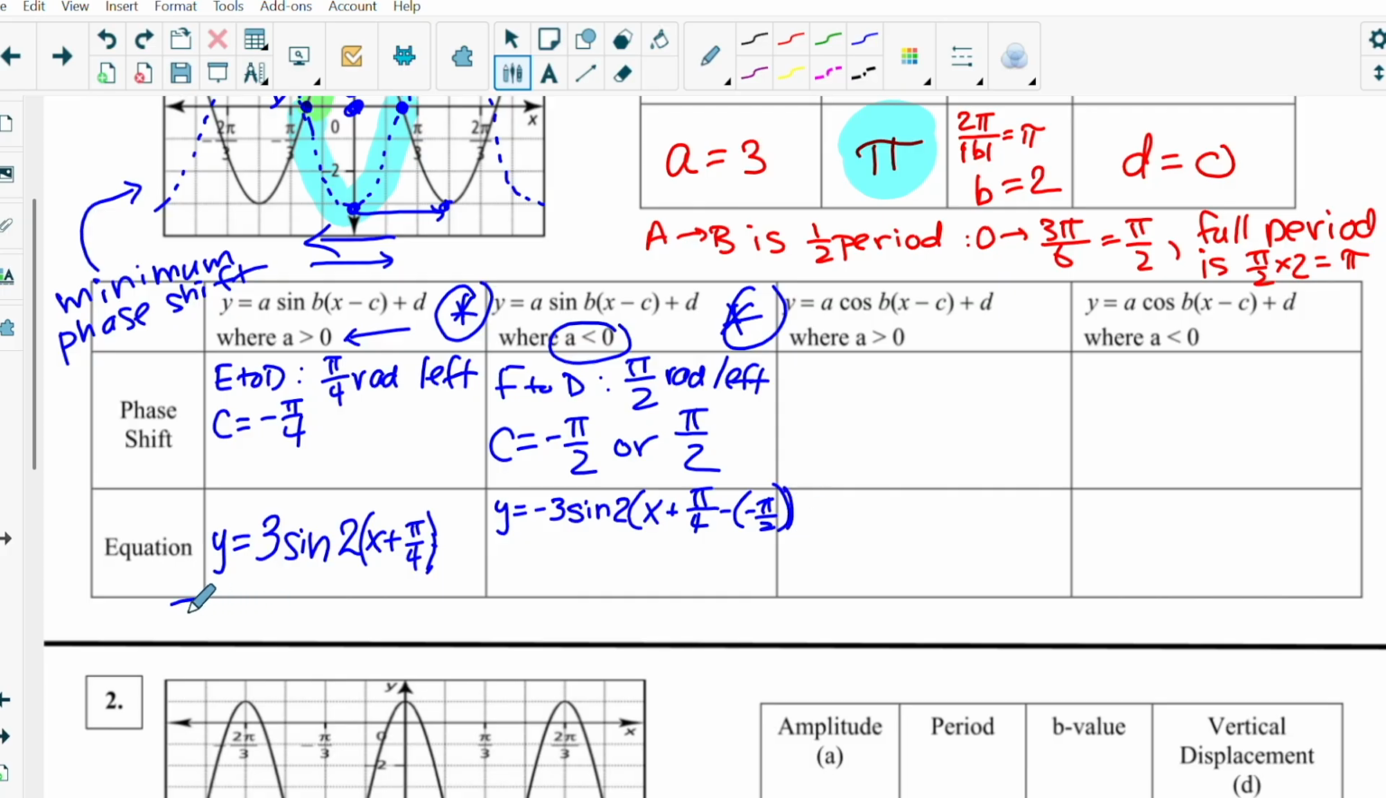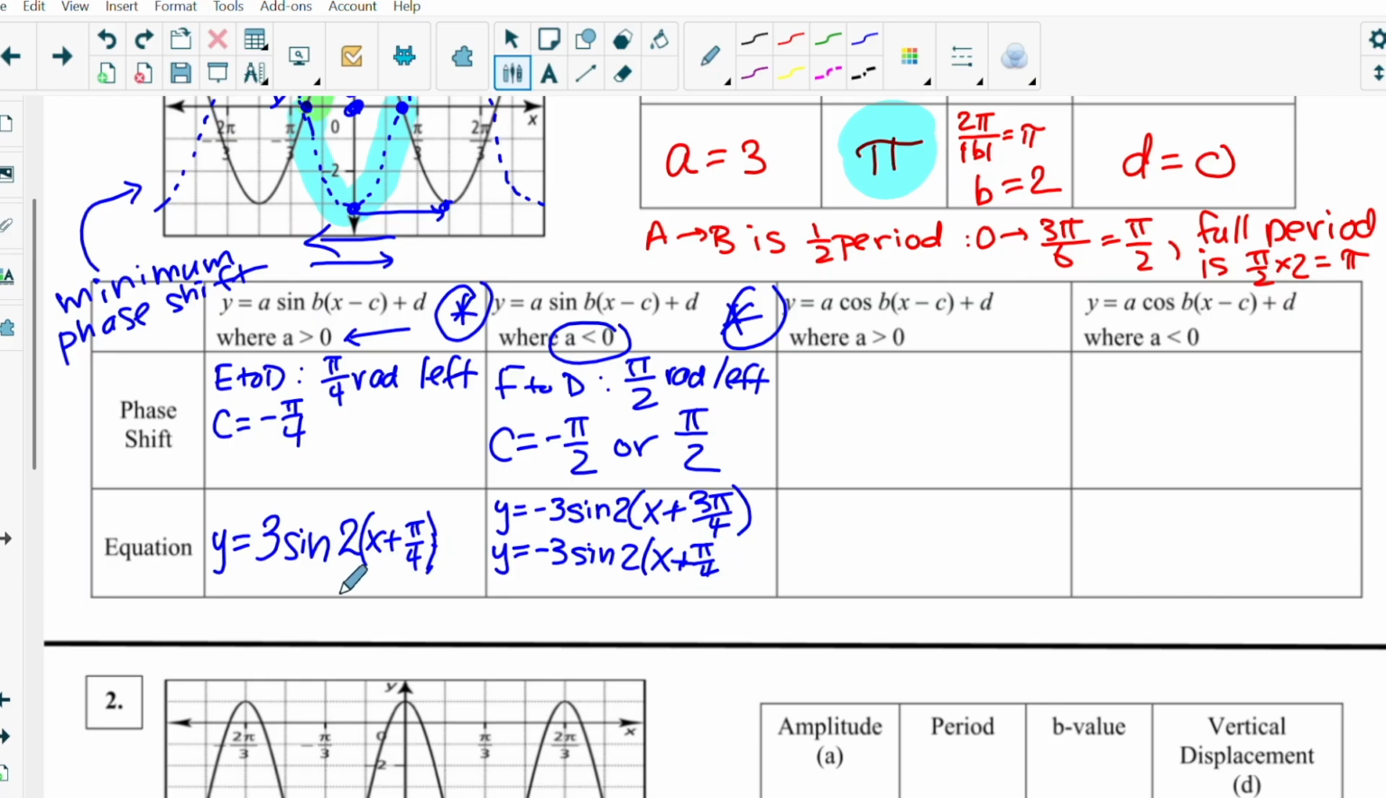Okay, so off to the side, pi over 4 plus pi over 2 equals pi over 4 plus 2 pi over 4. That's 3 pi over 4. Okay, so all of this, I'm going to clean this up. This is plus 3 pi over 4. Okay, what about the other way? So y equals negative 3 sine of 2 x plus pi over 4.